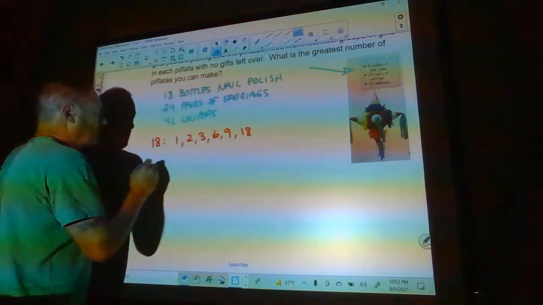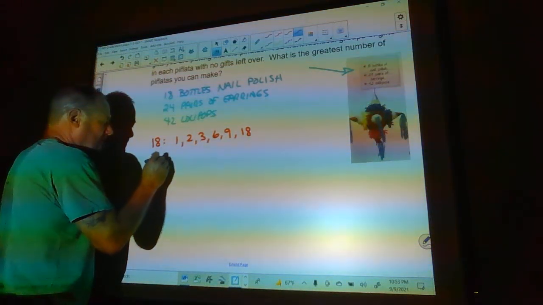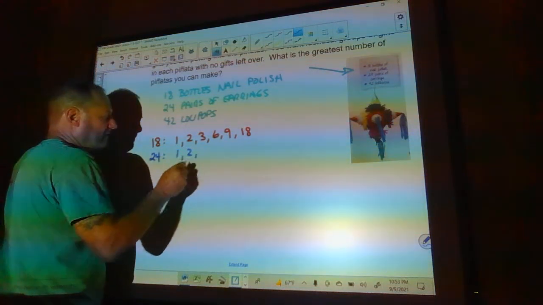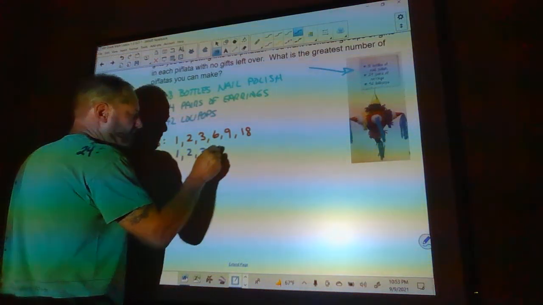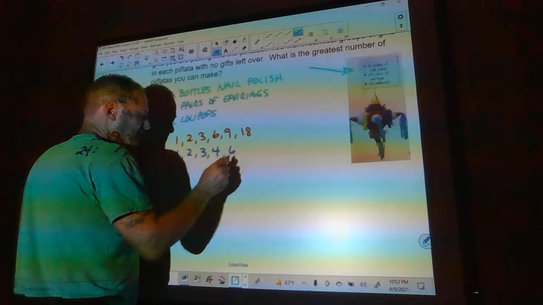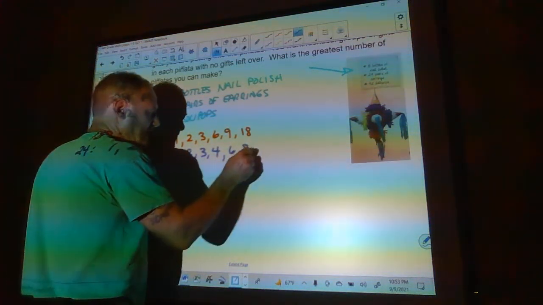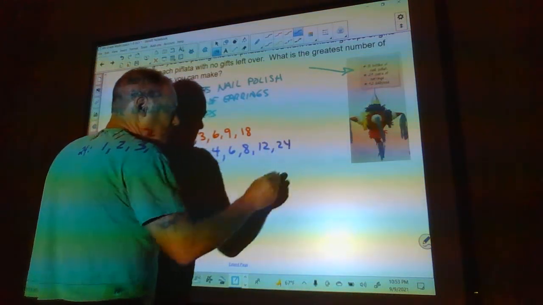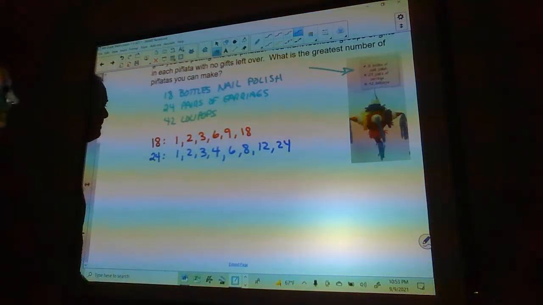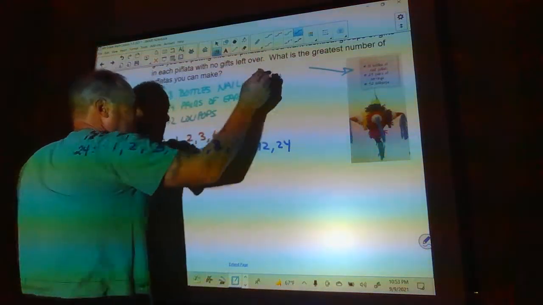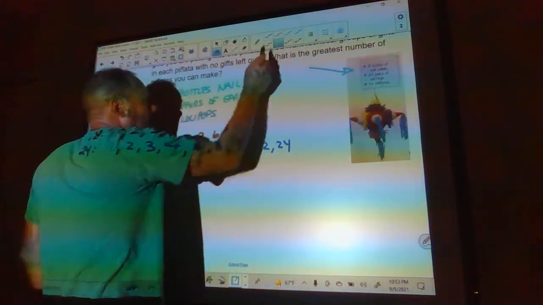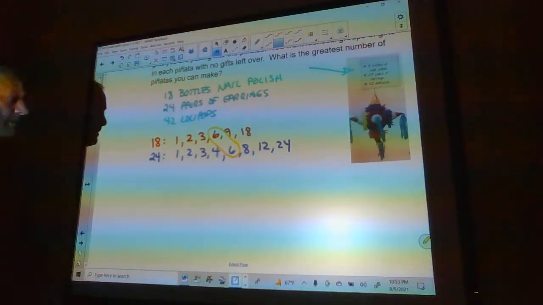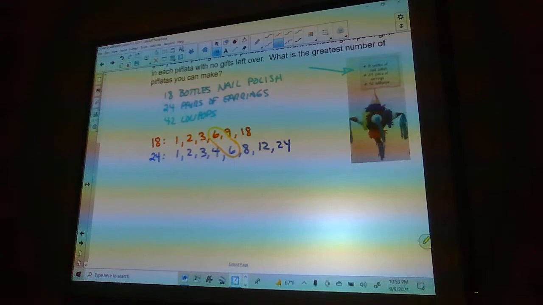Now, earrings. Well, I could do 1. There's 24 pairs of earrings, so I could do 1. I could divide up into 2s, 3s, 4s, 6s, 8s, 12s, and 24s. Okay, so right now, I can just look at this and say, well, let's see. The biggest number for these two is 6. So far I can make 6.